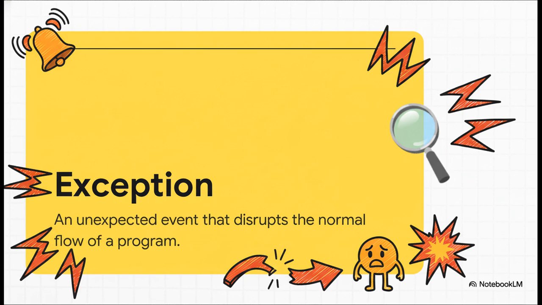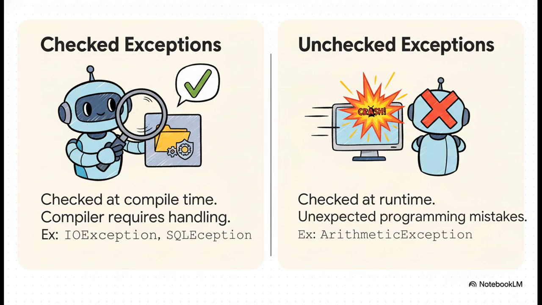So here's what's actually going on behind the scenes. When one of these runtime errors pops up, Java creates something called an exception. You can think of it like an emergency flare. It's this special object that signals, hey, something totally unexpected just happened, and the normal flow of this program has been disrupted. And these exceptions pretty much come in two main flavors.